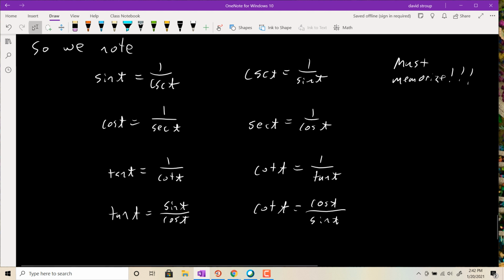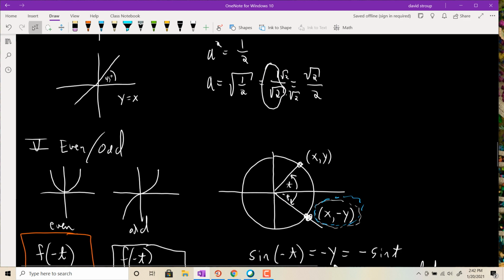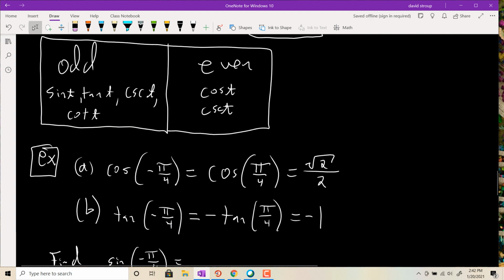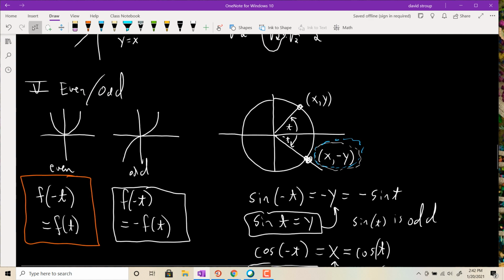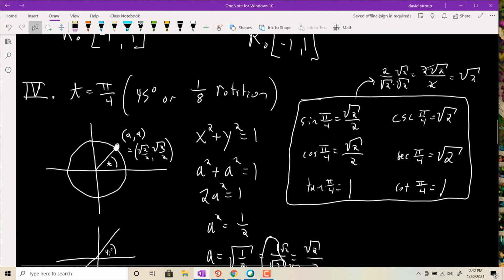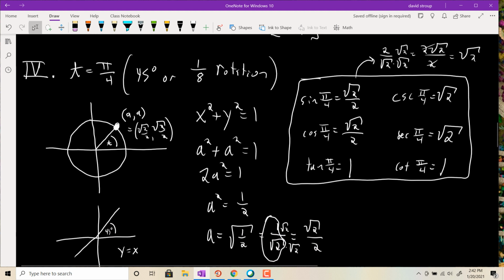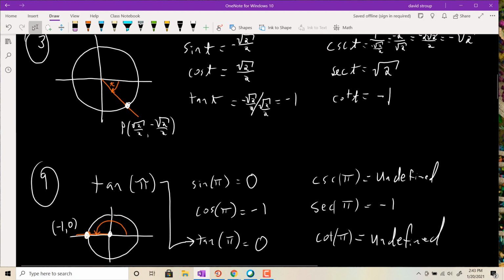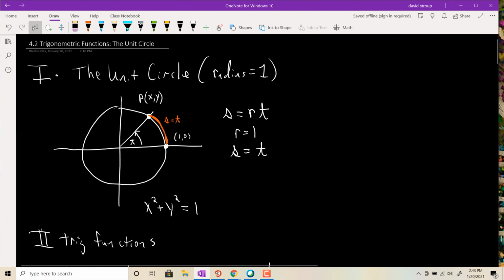Okay, so again, flashcards, something like that. So you have to have this memorized. We have to have the even and odd thing memorized. So this little thing here, odd and even, which ones are odd, which ones are even. You have to have the trig functions memorized for the pi over 4. So cosine of pi over 4 is root 2 over 2. It's good to know the domain and range.